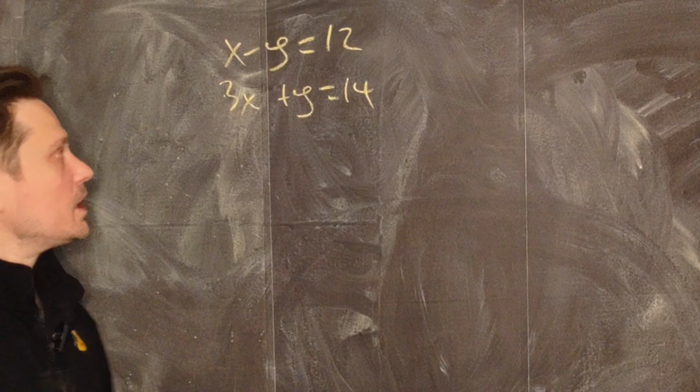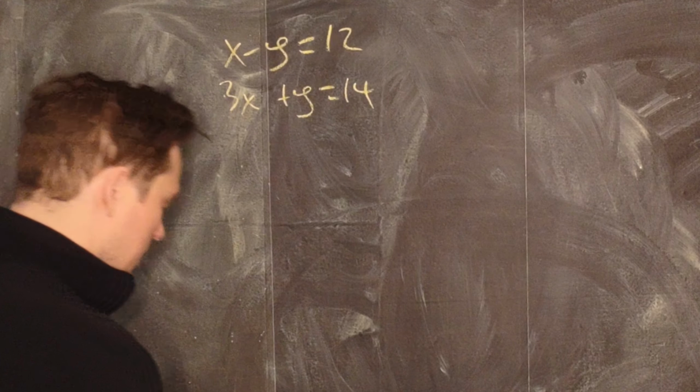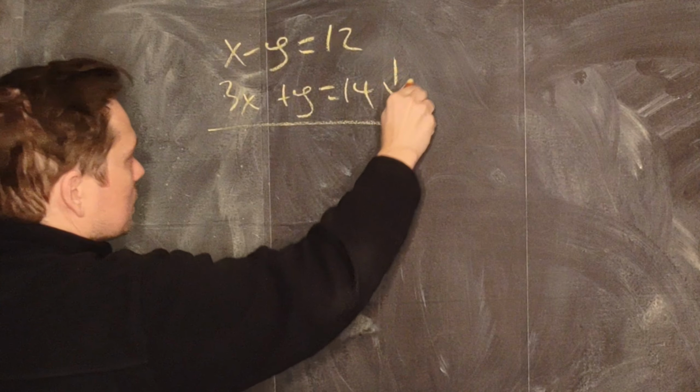In this first example, friends, we have x minus y is 12 and 3x plus y equals 14. Take a look. This is set up so when you add them, the y's will cancel. What I mean is this. Look, just add straight down like this.